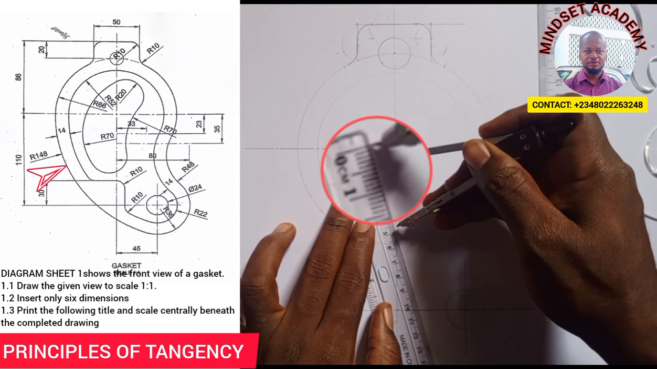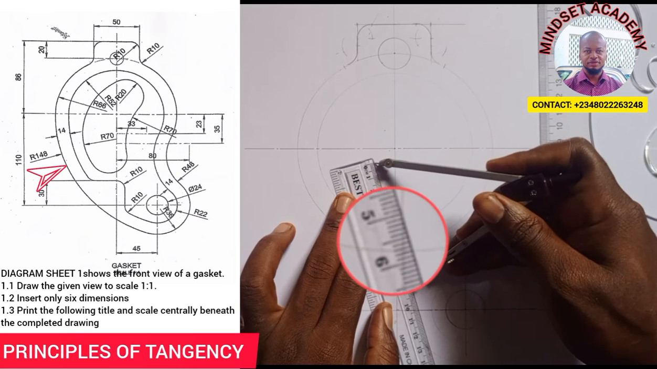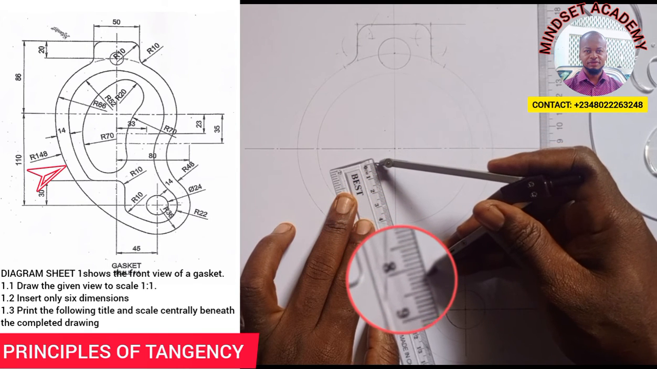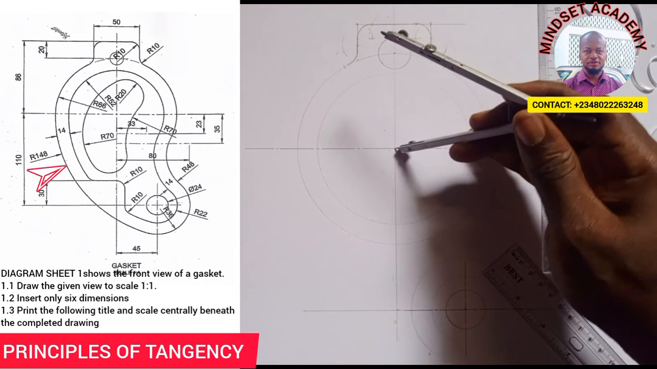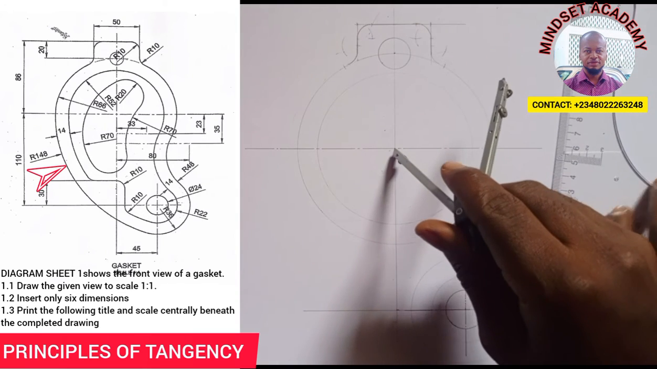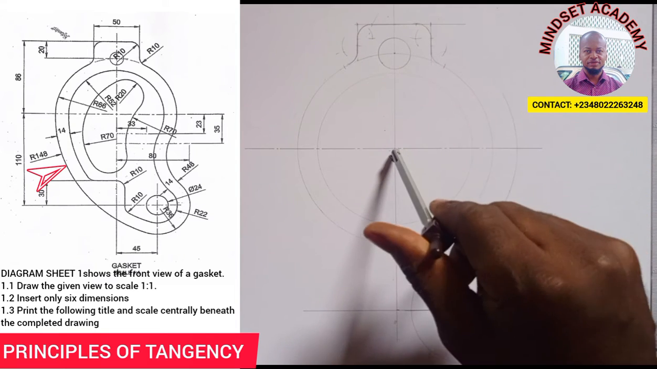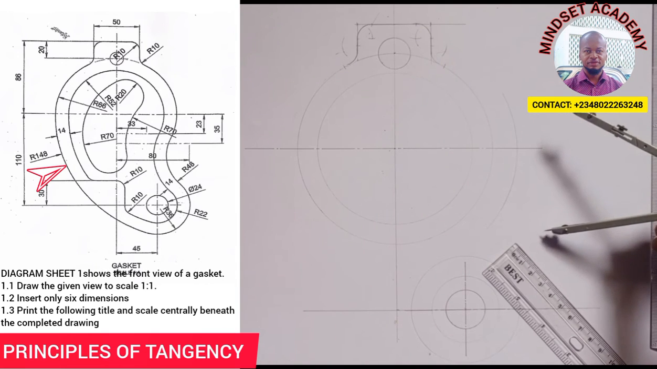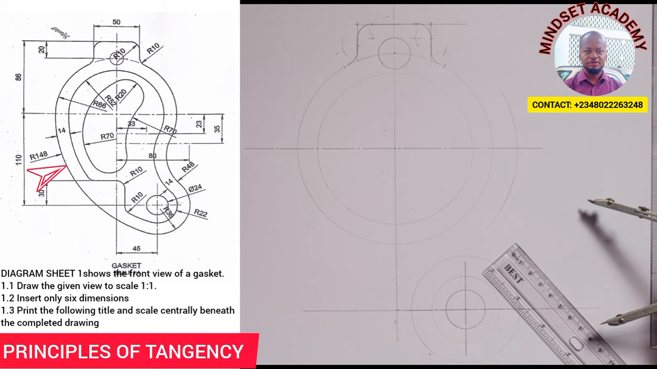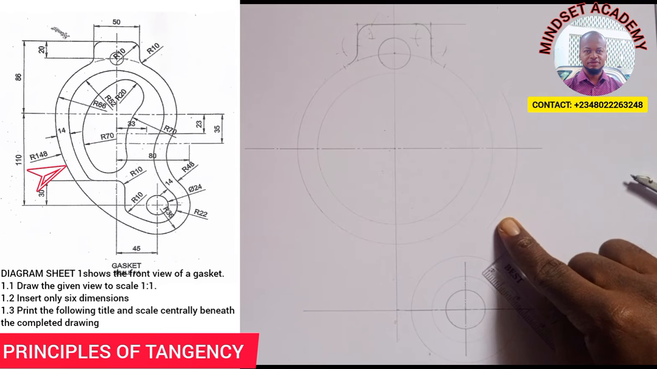So I'm going to measure 82 from 0 to 82. Hope you can see that. This is 82 here. Then I'm going to place it at this point. Then I'll strike an arc at this side here. Hope you can see that. I'll strike an arc at this side here. So that is the arc we have. Hope you can see that arc.